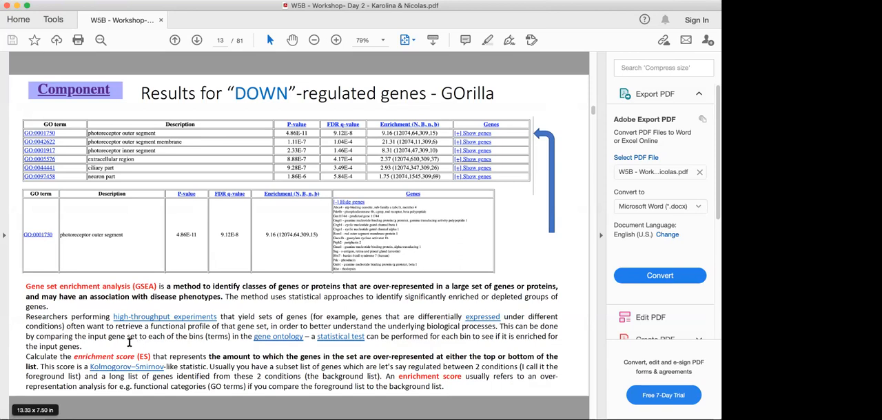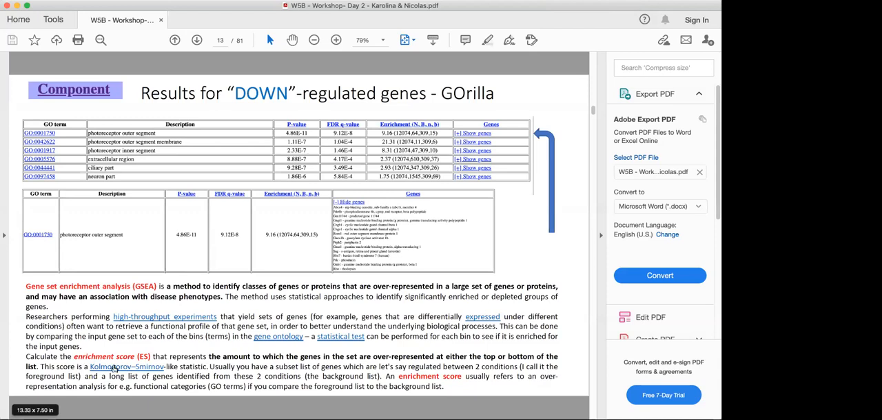Like for example, here our input was the list of the downregulated genes, to all the terms that are in the database, in the gene ontology. So GOrilla has its own database and it's comparing the list of those genes that we are using, running the statistical analysis for us. The statistical test can be performed for each term within this gene ontology to see if it's enriched for the input genes. And because it's statistical analysis, we want to see how far our input genes are expressed among others.